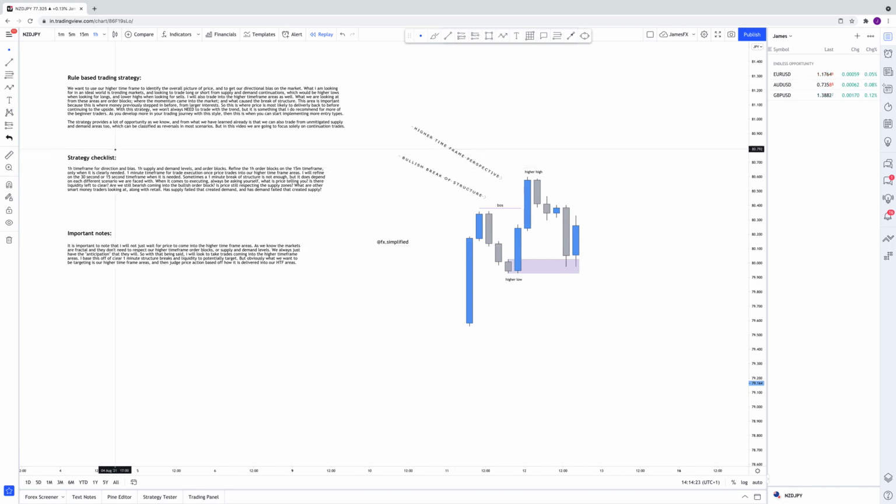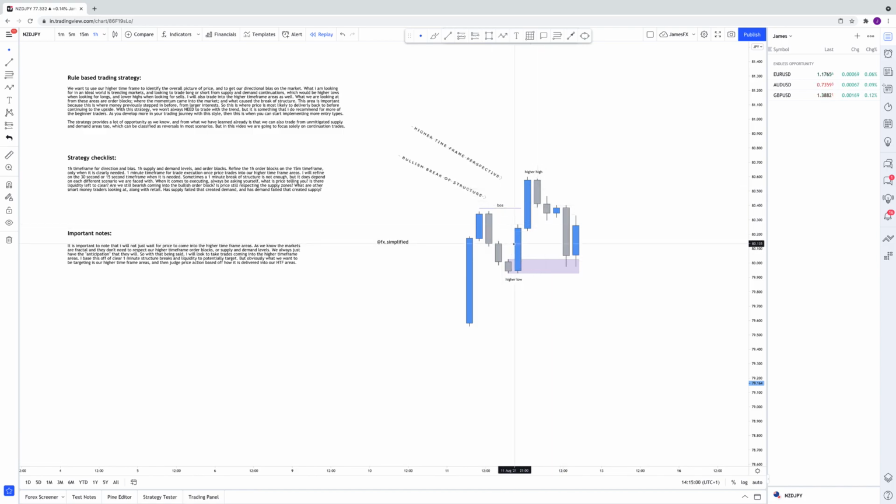Okay, so the strategy provides a lot of opportunity, as we know, and from what we have learned already, we can also trade from, as I've just said, unmitigated supply and demand areas, which can be classified as reversals in most scenarios. But in this video, we are going to be focusing solely on continuation trades. So this sort of entry model here. Okay, this is what we mainly teach, as it's very powerful, and we can trade around this.